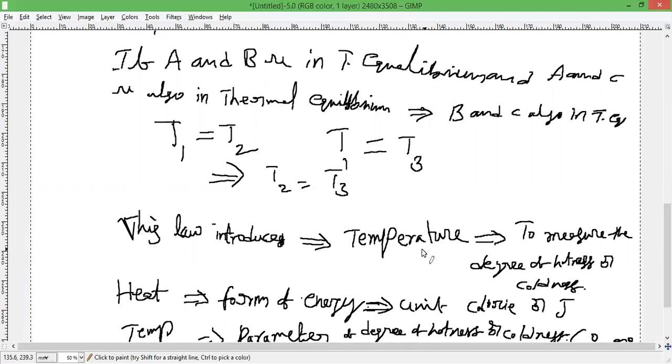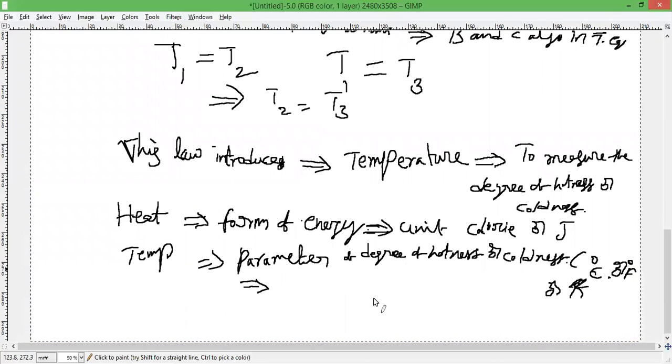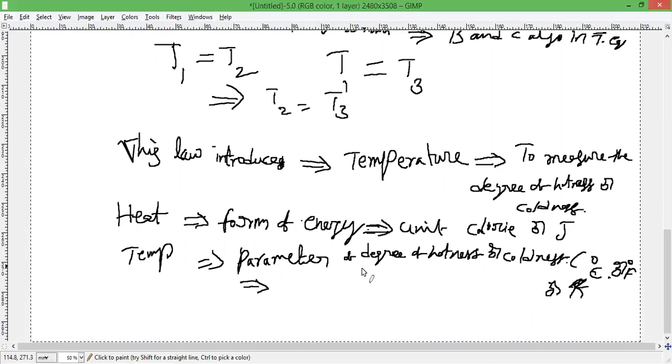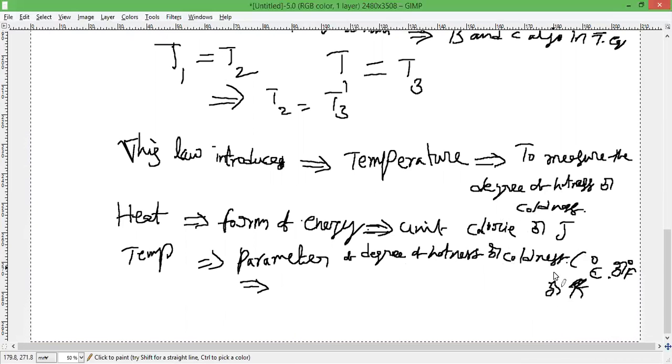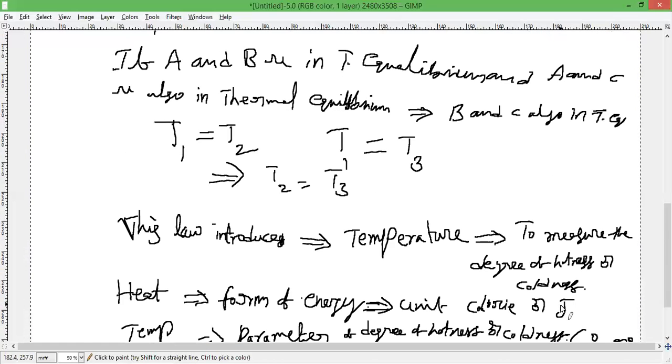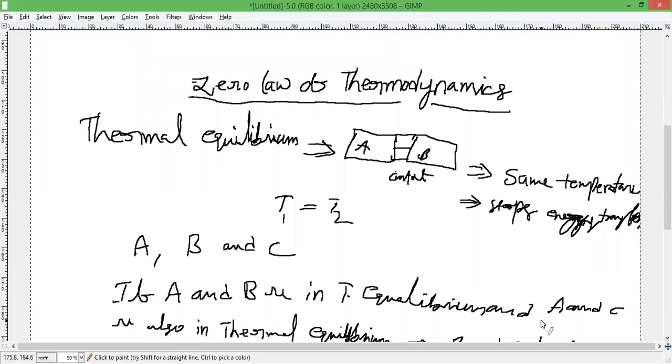This law also introduces the concept of temperature, which measures the degree of hotness or coldness. Heat is a form of energy, with units of calorie or joule, and temperature is a parameter measured in degree centigrade, Fahrenheit, or Kelvin. So this is the concept of the zeroth law of thermodynamics. Thank you.